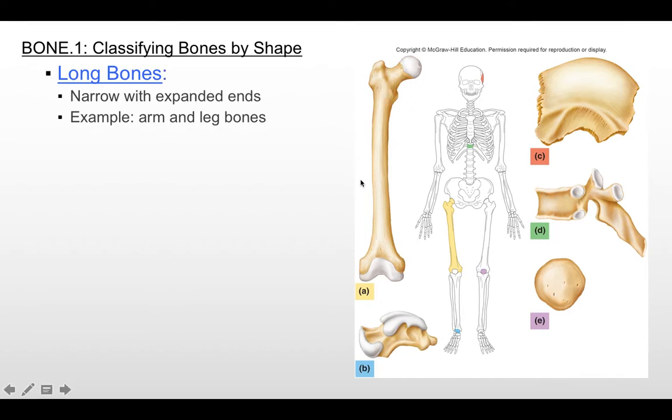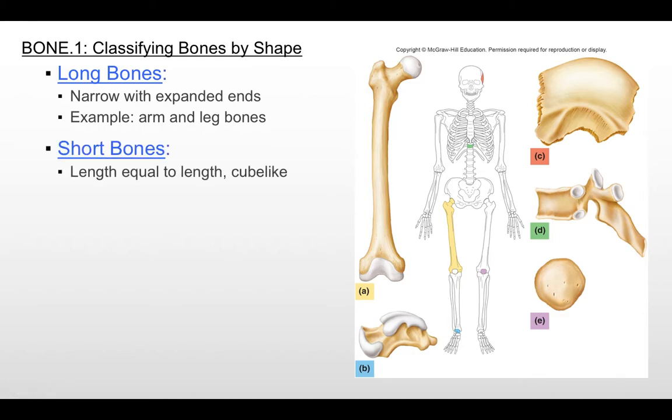So if this is a femur or a leg bone, which is exactly what it is, there's going to be a whole bunch of muscle sitting right here in between those two ends. So examples, most of your limbs are comprised of long bones. You have upper arm, upper leg, lower leg. These are all long bones.